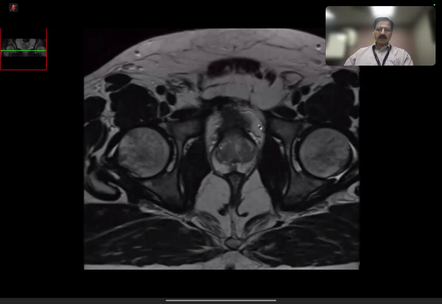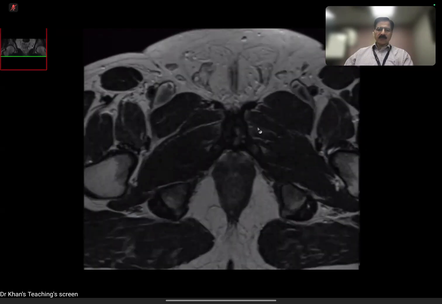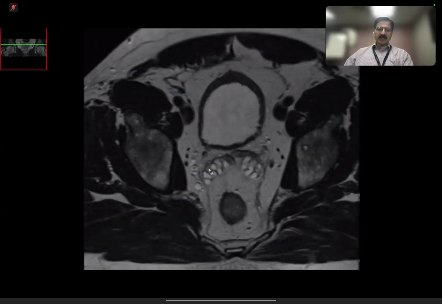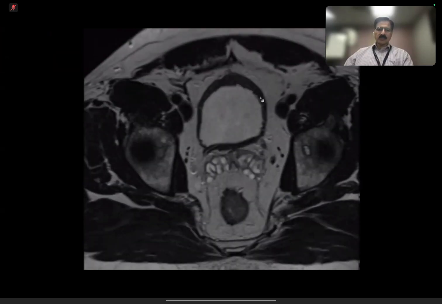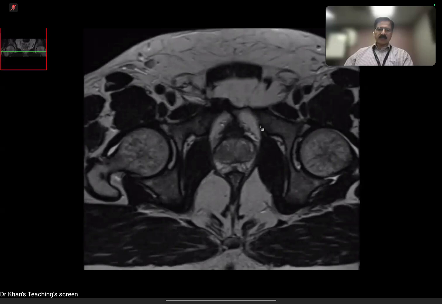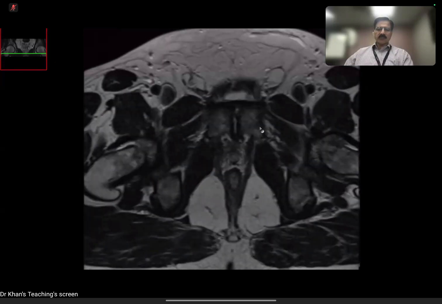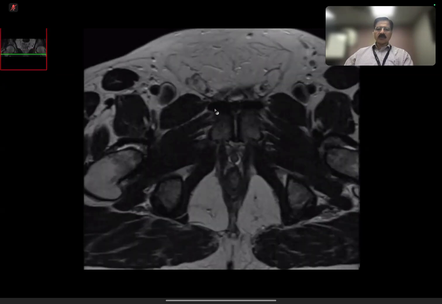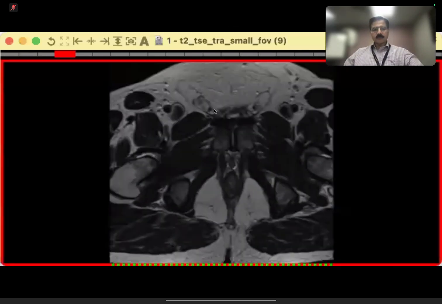Also look for lymph nodes. So look at the pelvic nodes, lateral pelvic nodes, and look around in this region. There can be nodes, pelvic side wall, around the bladder, etc. There can be lymph nodes. As far as bone is concerned, you have to see or ask for a T1 weighted sequence for bone.